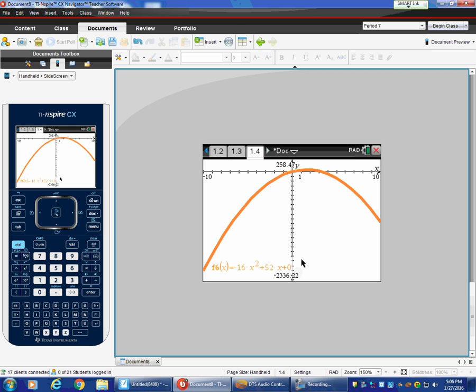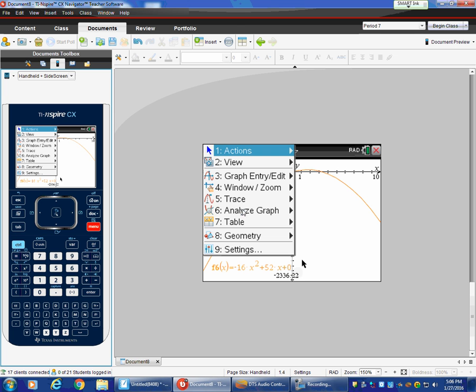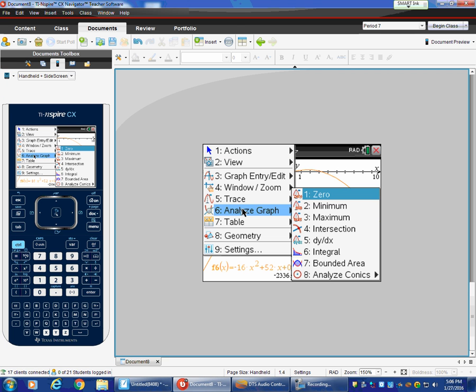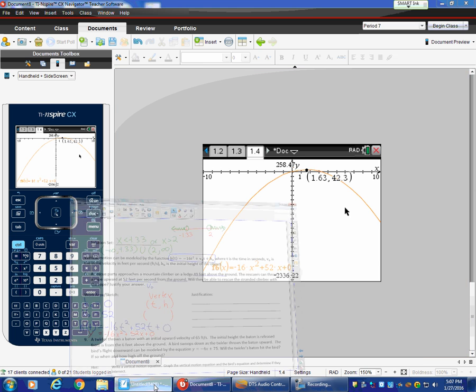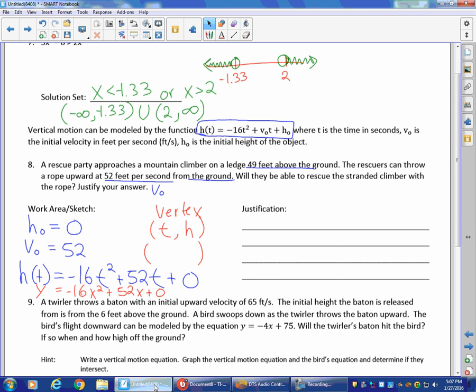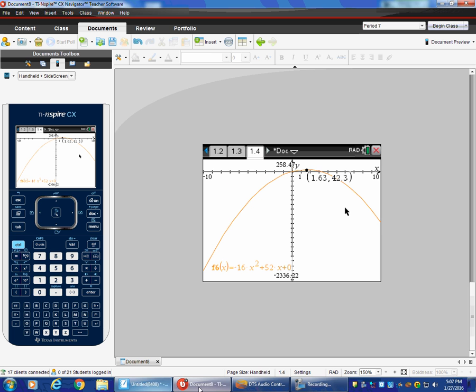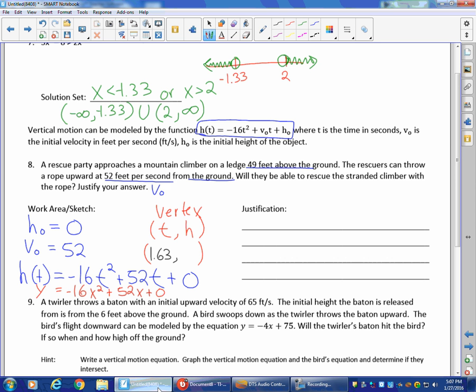So I can see my vertex up there. Hey, I can go find it. Menu, analyze graph, and we call that high point a maximum. Okay, so I have 1.63, comma 42.3. Let's go record that point. So 1.63, 42.3.